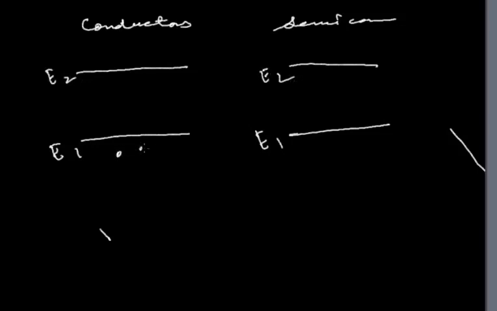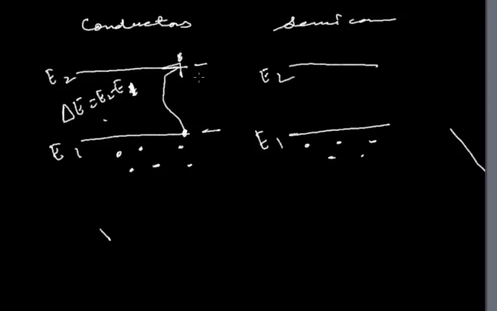So this is E1, the ground energy state, and this is E2, the excited energy state. All the atoms lie in the ground energy state, and when they absorb energy delta E, which is E2 minus E1, the difference between these two states, the electrons jump into the excited energy state. This is known as the valence band, and this is known as the conduction band. Any material can conduct when it has some electrons in its conduction band. Otherwise, it cannot conduct.